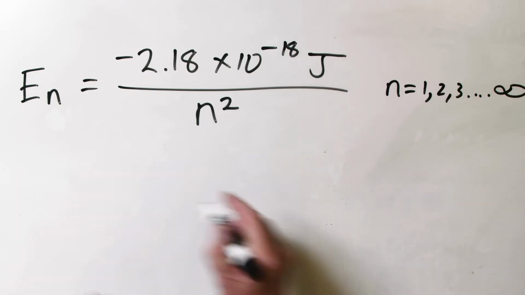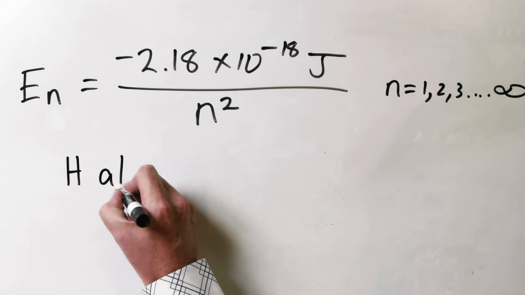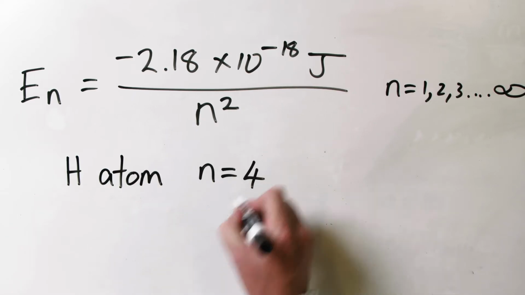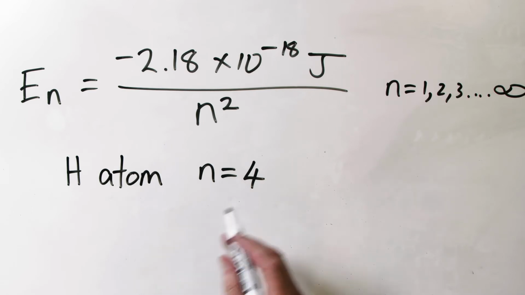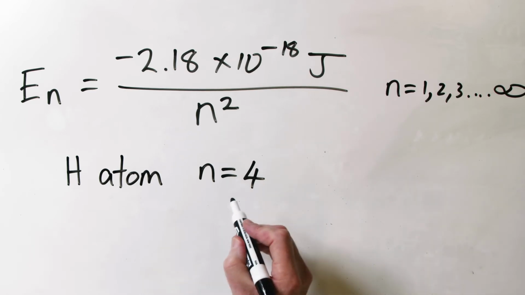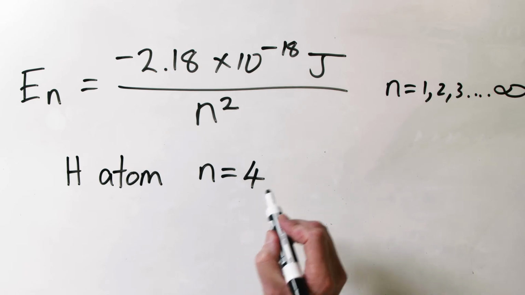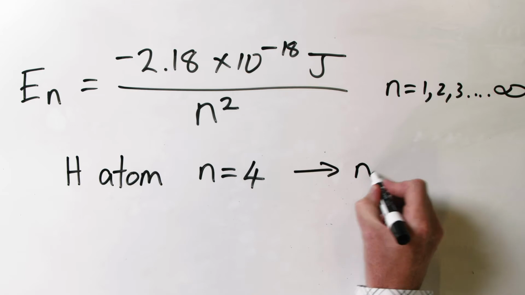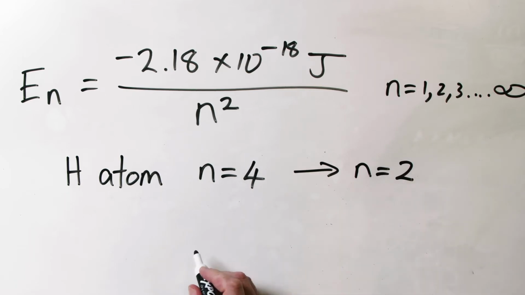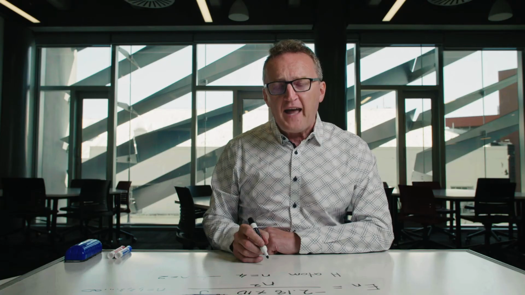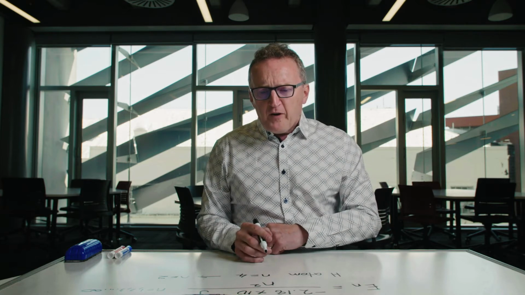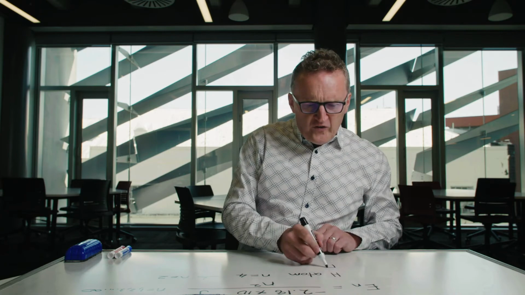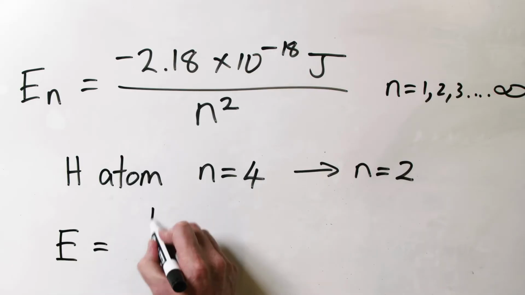So let's do an example. Let's say we've got a hydrogen atom, and it is in the n equals 4 excited state. And we want to calculate what the wavelength of the photon is going to be if it goes down to the n equals 2 state. So how do we go about that? Well, there are a couple of equations that we're going to use. We're certainly going to use this equation here, and we're going to use this equation here as well, which you may or may not have seen before.